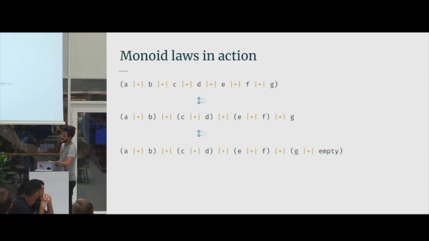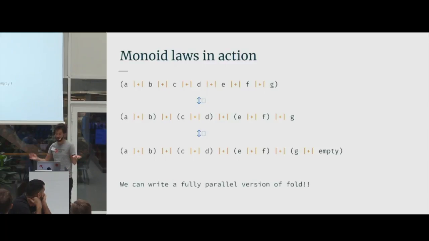So why is this cool? If you think about it, because of associativity, if we have a very, very large list, we could do folding, or this combine all, completely in parallel. That means this program is the same as the one above, and we can compute all of these individual pairs completely separately, and then just combine everything at the end. That means we can write a fully parallel version of fold. I think that's pretty cool.